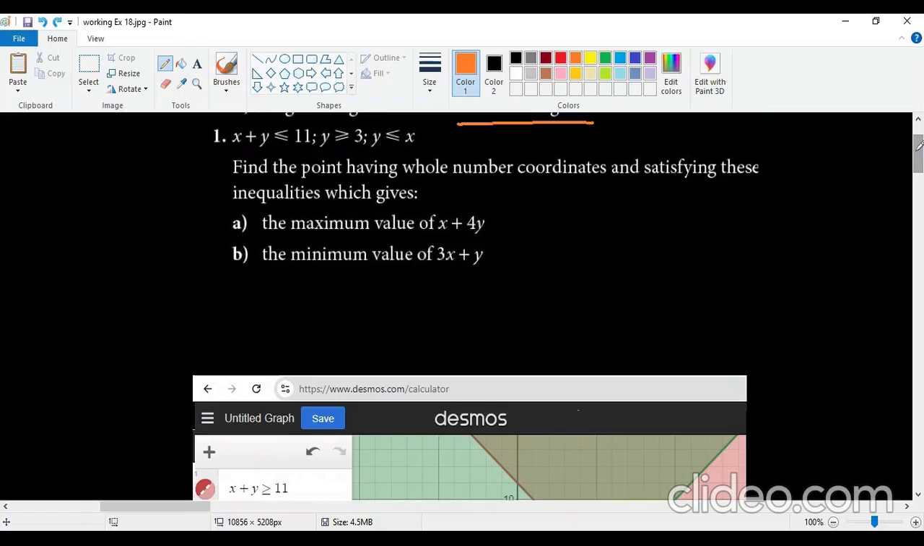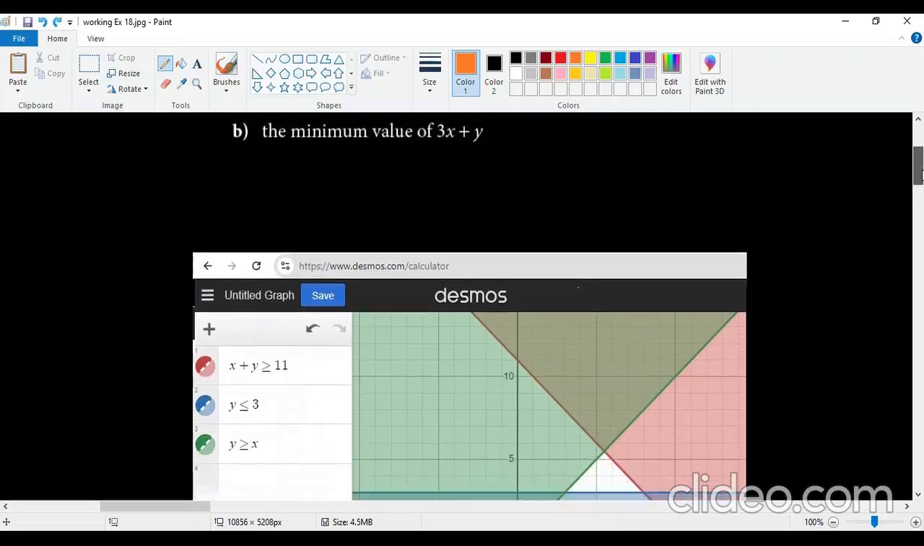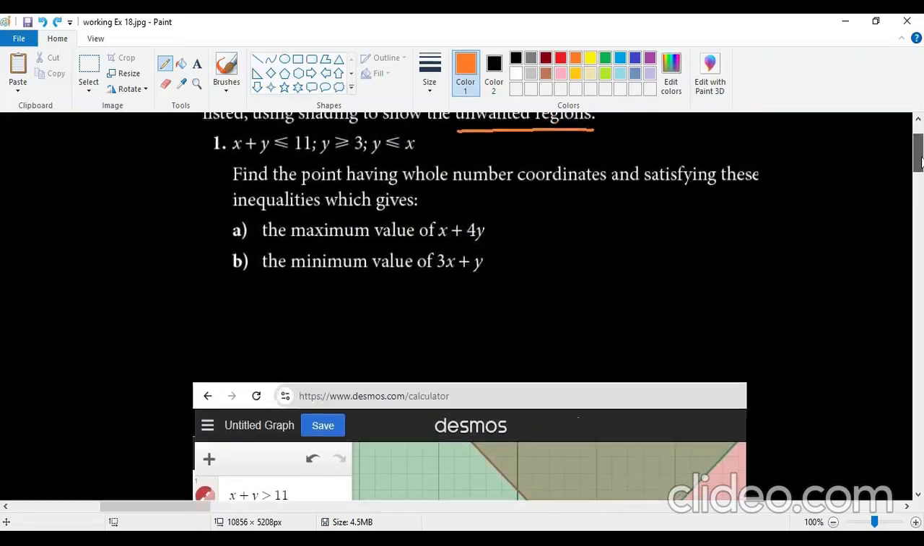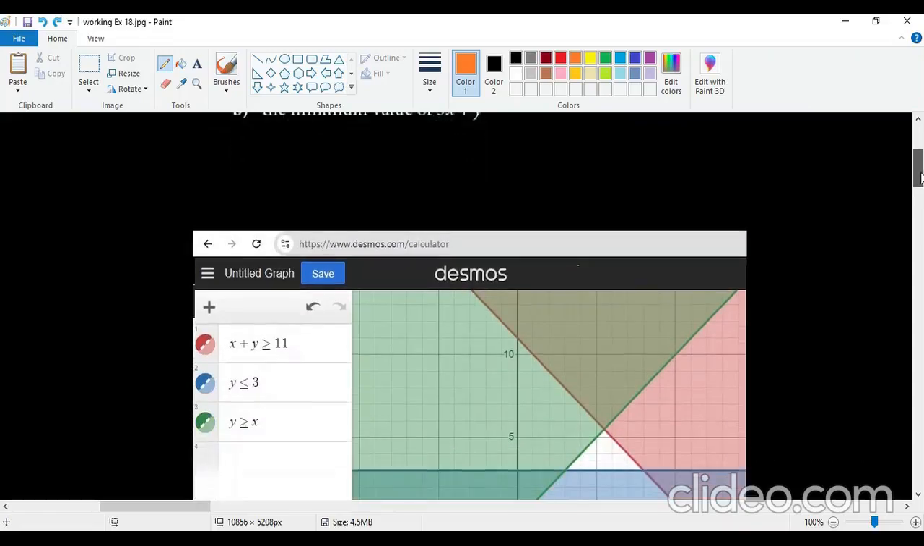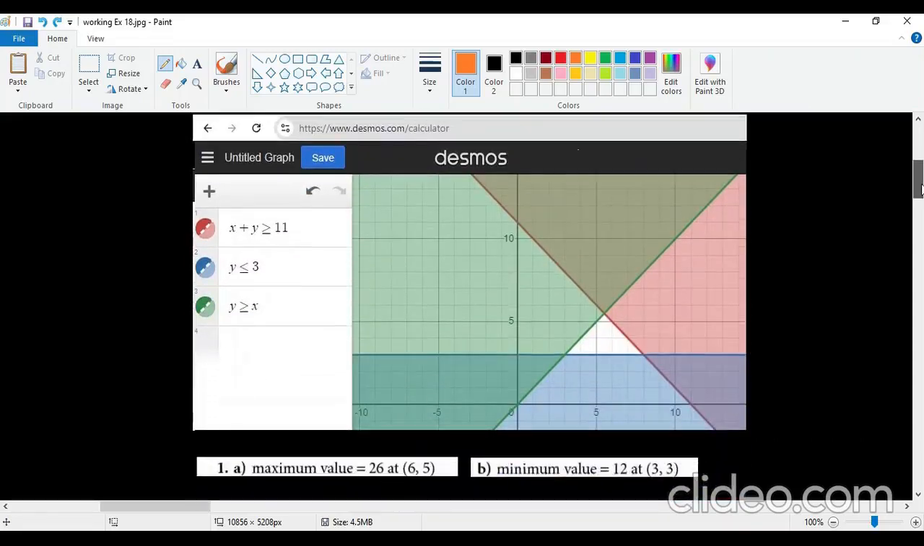Now, the second part is saying y is greater than or equal to 3, but in Desmos, you will put less than or equal to 3. The third part is saying that y is less than or equal to x, but in Desmos, you will put the opposite. Now, once you put these inequalities in your Desmos, you will find that the maximum value is 26 at 6,5.